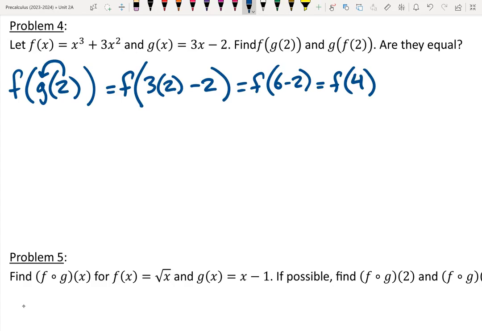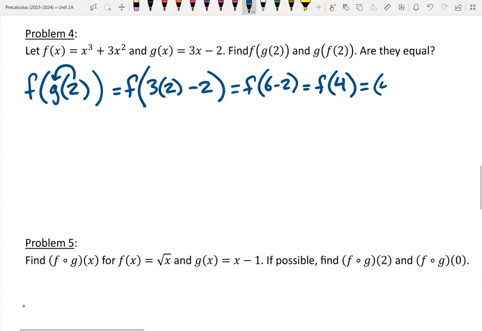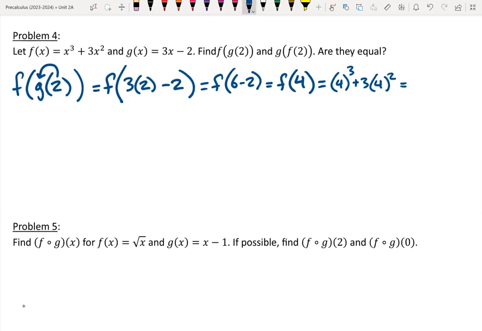But now that's not my final answer. What do I now need to do with 4? Plug that into f. So I'm working from the inside out. I did g of 2. I got what g of 2 is. Now I'm plugging that result into f. And so then that one would be 4 cubed plus 3 times 4 squared, which if I was to simplify all that out, I'd get 112.